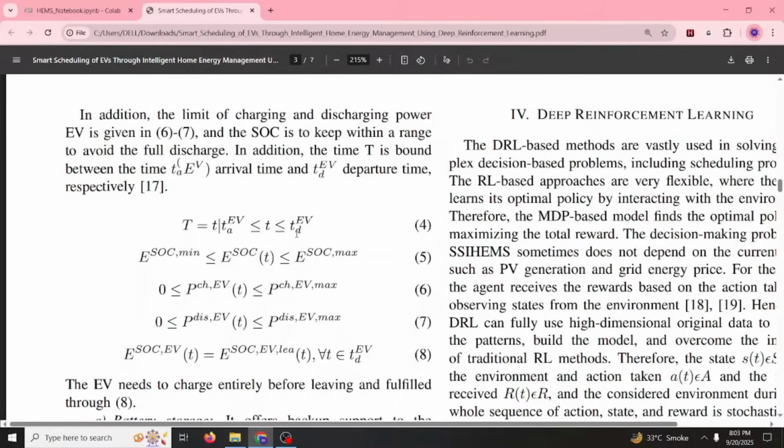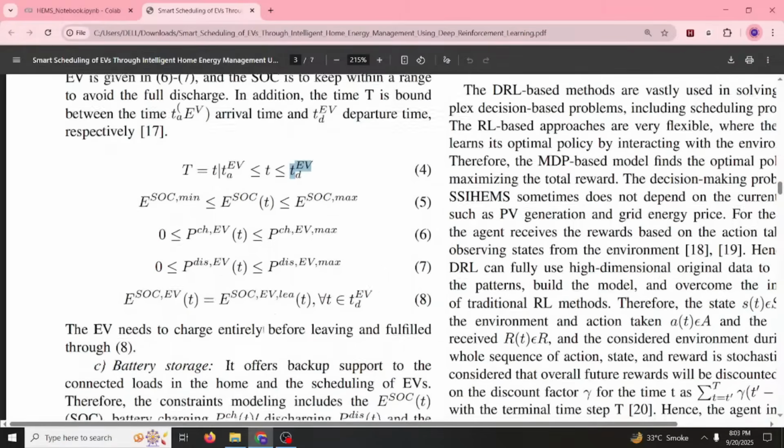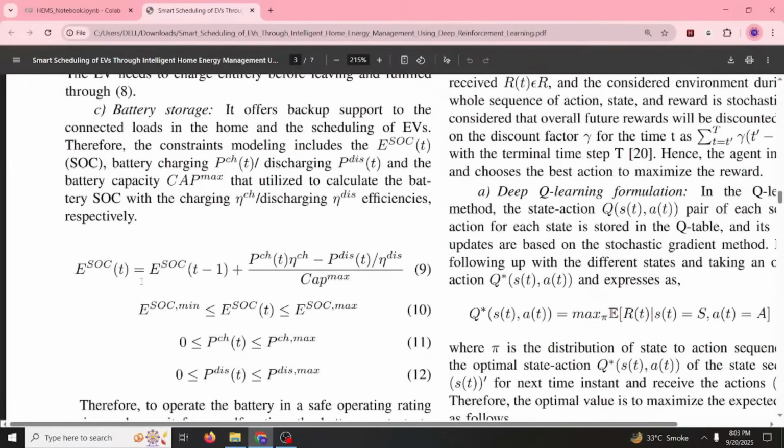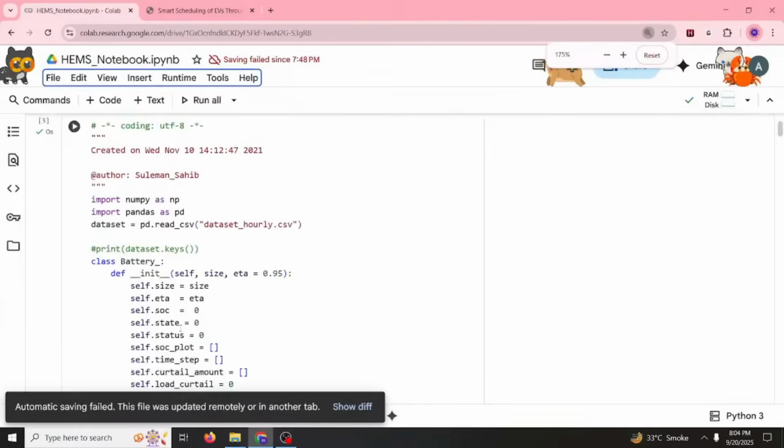And it is assumed in equation 4 that at the time the vehicle departs, its energy is more than at the time the vehicle discharges, or it is beyond the time at which the EV arrives. So these are the basic constraints that we will be using here for the EV, and somewhat similar constraints will be used for the battery. Let us first discuss this battery part and the EV part.